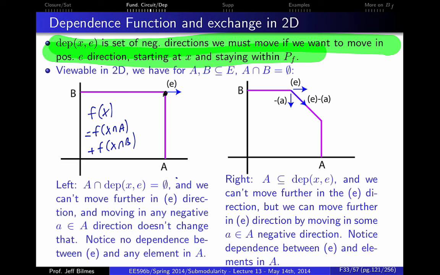And in particular, it's saying that if you want to move further in the E direction, you can do that if you're willing to, starting at this extremal point here. You can move to the right in the E direction as long as you move down in the A direction. And so we can make that path. So in this particular case, A is a subset of dep(X, e). So in some sense, it's saying that when you're on an extreme point, dep corresponds to essentially the set of elements that you're dependent with.